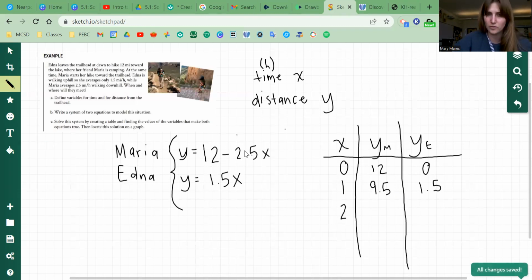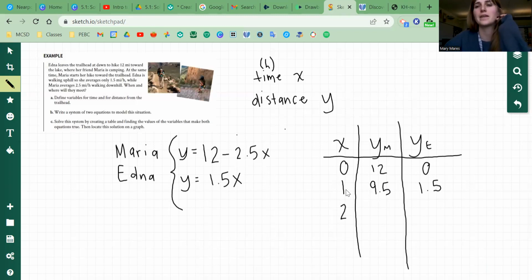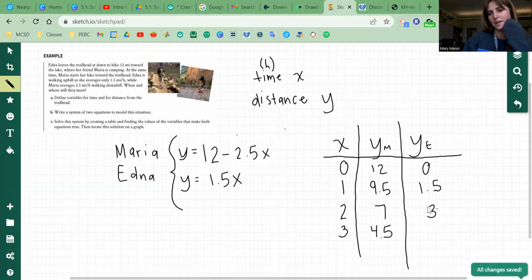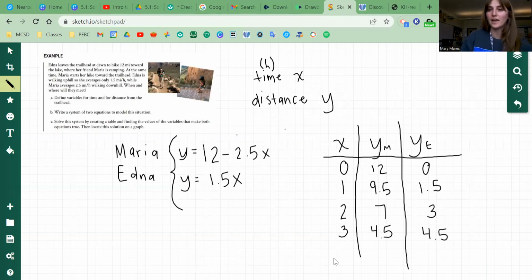After 2 hours, I plug 2 in for x, or I just subtract 2.5 from the previous number. So 9.5 minus 2.5 is 7. And then 1.5 plus another 1.5 is 3. Then after 3 hours, right, I subtract another 2.5. So that gets me down to 4.5. And then I add another 1.5 here. So that gets me again to 4.5. And I can see, oh, okay, at 3 hours, they're both 4.5 miles from the trailhead, right? So at 3 hours, 4.5 miles from the trailhead is where they're going to meet. That's going to be our solution.